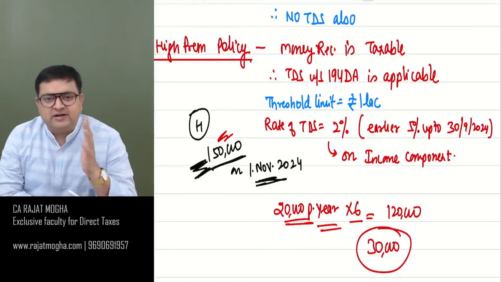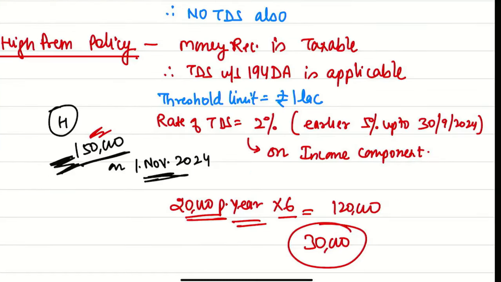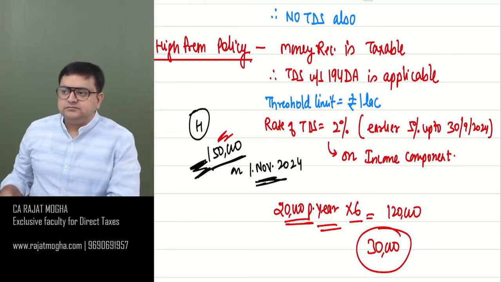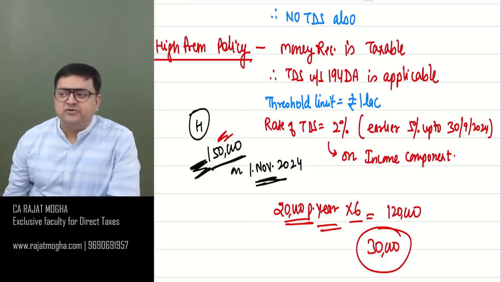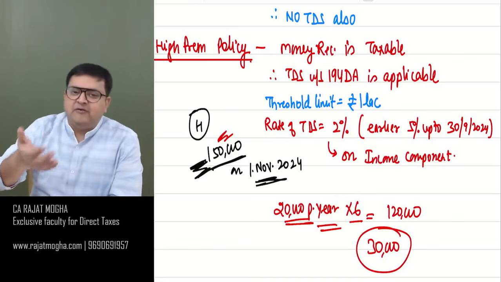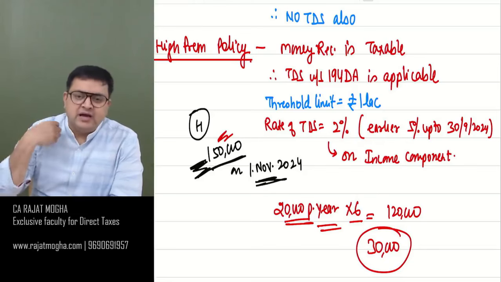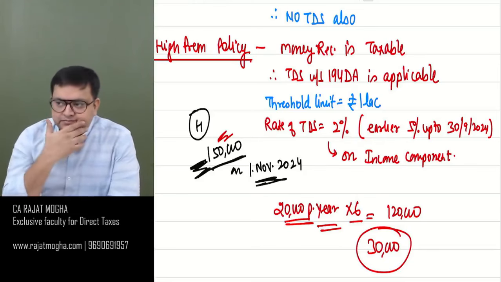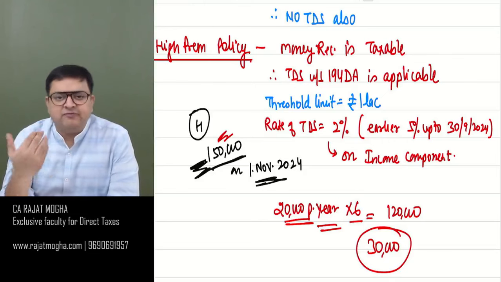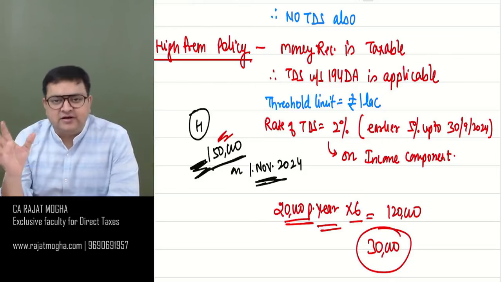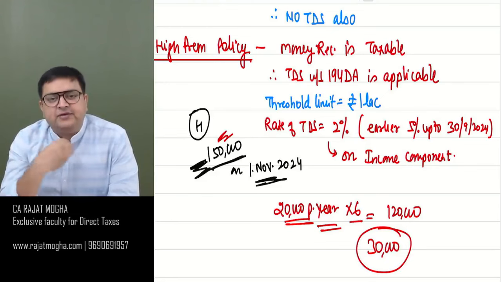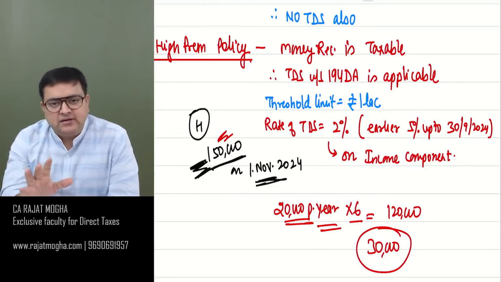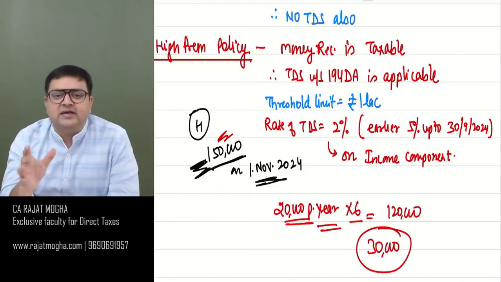Everybody is okay with this 30,000 rupees? See, what is insurance? You pay premium. After few years, when it gets matured, I will pay you the amount. So you have paid premium for 6 years, 20,000, 20,000, 20,000. So you have paid premium 20,000 in every year, 1,20,000 total. I am paying you 1,50,000, correct? So 30,000 is the income component.